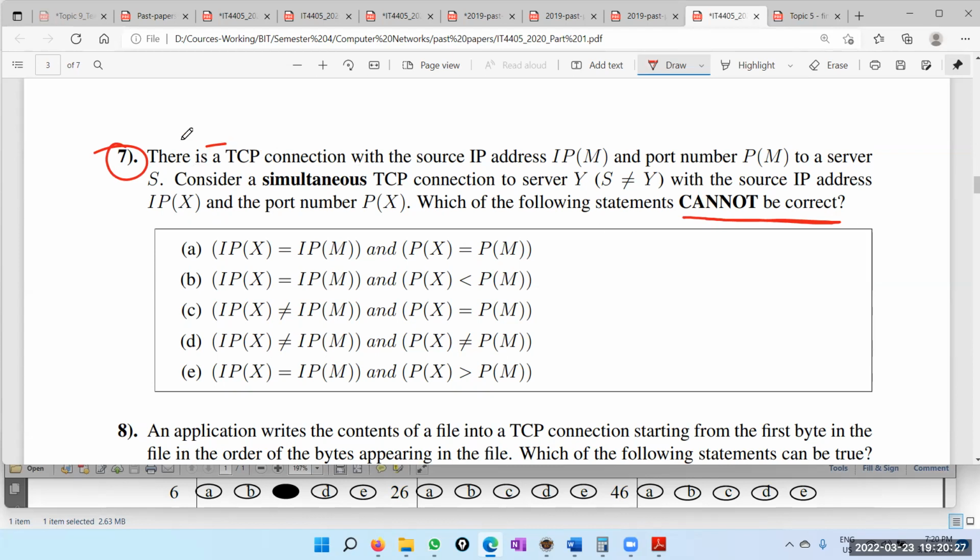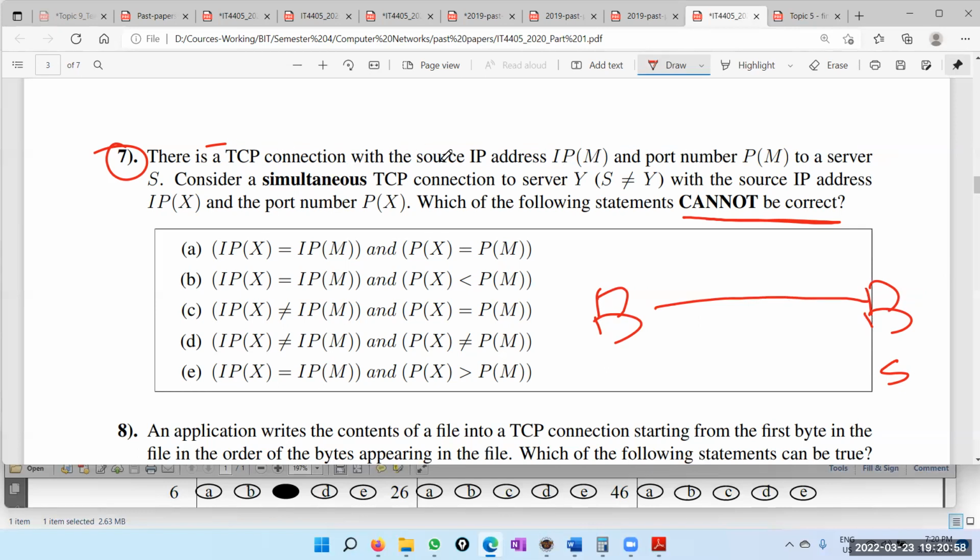So let's read it. There is a TCP connection with the source IP address IPM and port number PM to a server S. So that means one particular machine is making a connection to a server. So this is the server, they call it S, and this is just a machine. Okay, there's a connection with the server.